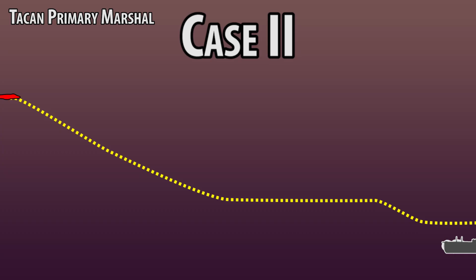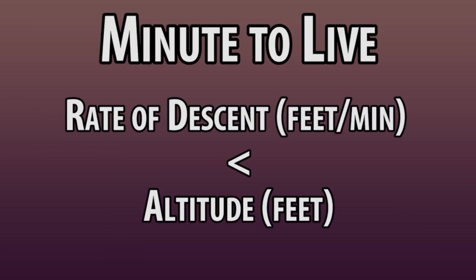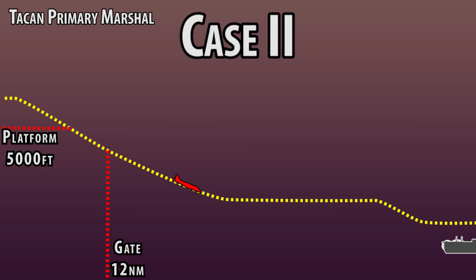306. Begin a descent between 4,000 to 6,000 feet per minute. Maintain 250 knots. Use a speed brake if you have to. Select platform on the COM menu as you pass 5,000 feet. As you pass the gate, which is at 12 miles DME behind the ship, you should use the one minute to live rule to reduce your rate of descent. The one minute to live rule states that your rate of descent in feet per minute should not exceed your altitude in feet. So if you're at 3,000 feet, your rate of descent should be lower than 3,000 feet per minute. Continue this to 1,200 feet and level out.